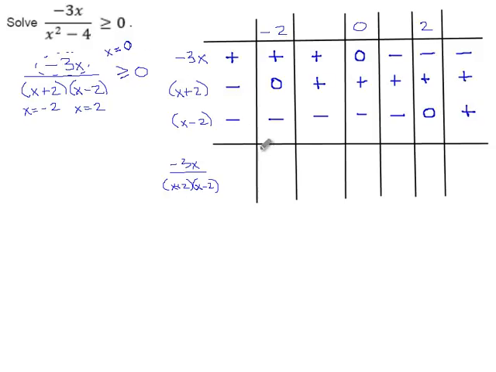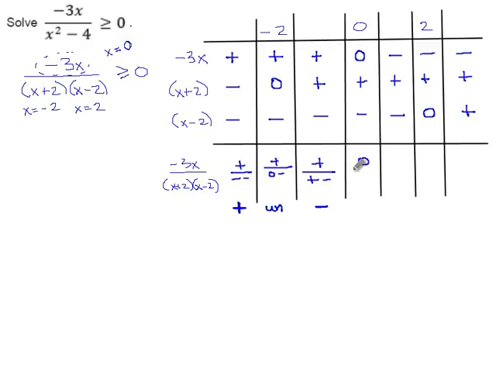So, if you put all the pieces together, here we get plus over minus times minus, that's plus over plus. The whole expression's positive there. Here we get positive over 0 times negative, which is positive over 0, which is undefined. Here we get positive over positive times negative, which is negative.